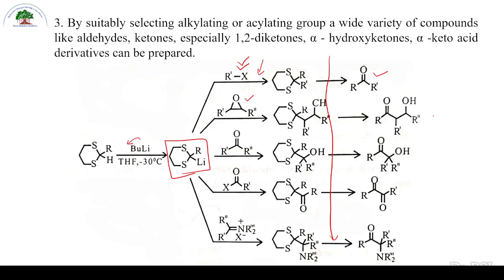Substituted epoxide can be used to generate beta hydroxy ketones. The aldehydes or ketones can be used to generate alpha hydroxy ketones. Acyl halides can be used; this X may be Cl, Br, I, any halogen. So acyl halides can be used to generate 1,2-diketones. Similarly, this salt can be used to generate the secondary amino derivative. Thank you.